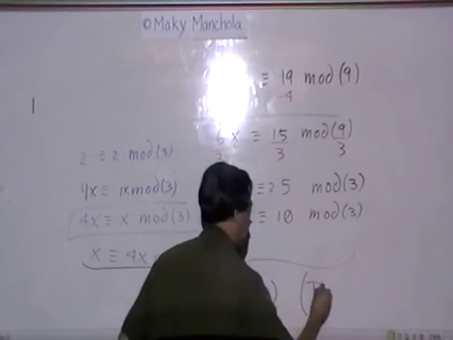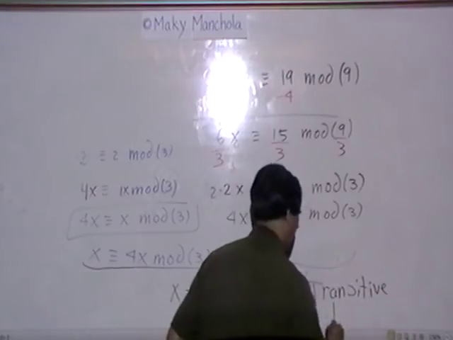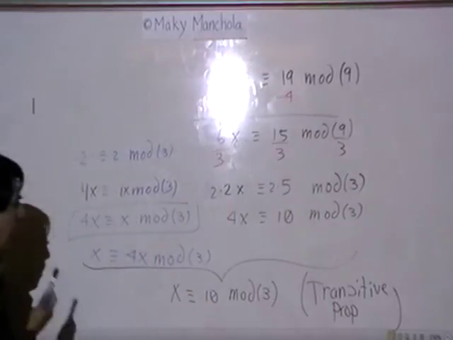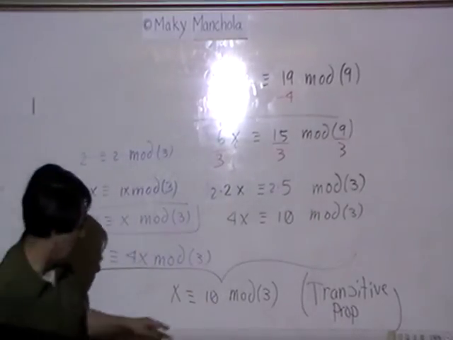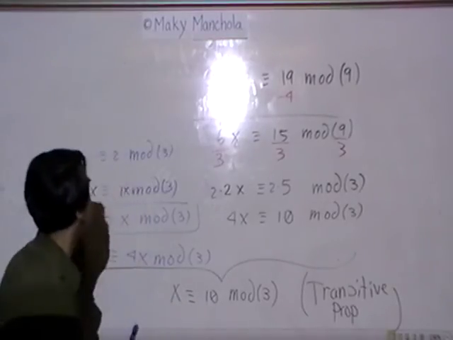You could say by the transitive property. Okay, one last detail. Let's observe that we can actually reduce 10 mod 3.